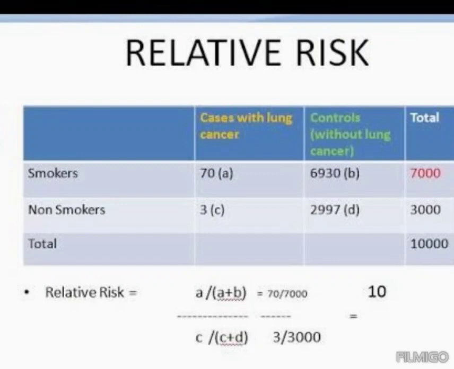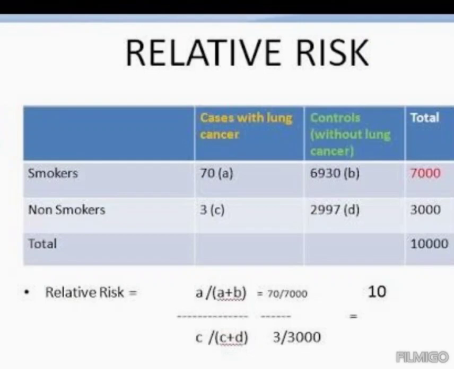Attributable risk. The difference in risk between exposed and non-exposed groups is known as attributable risk. That is, incidence among exposed minus incidence among non-exposed gives us attributable risk. In proportion, we calculate it using the formula incidence among exposed minus incidence among non-exposed divided by incidence among exposed into 100. Another formula to be remembered: the percentage of attributable risk can be calculated using the formula risk ratio minus 1 by risk ratio into 100.